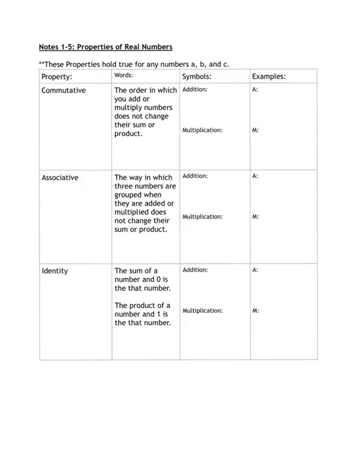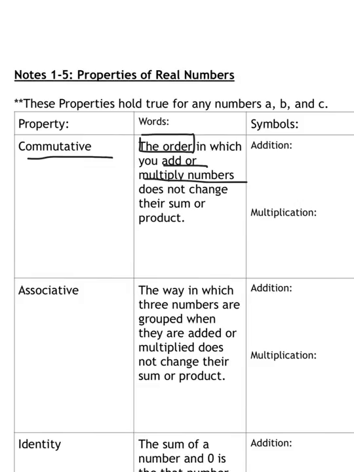As we start digging into some more algebraic math, basic number properties come into play. There are 4 basic properties of numbers: commutative, associative, identity, and distributive. Today we are just going to focus on the first 3 that I mentioned. So we're going to take a look at commutative first.